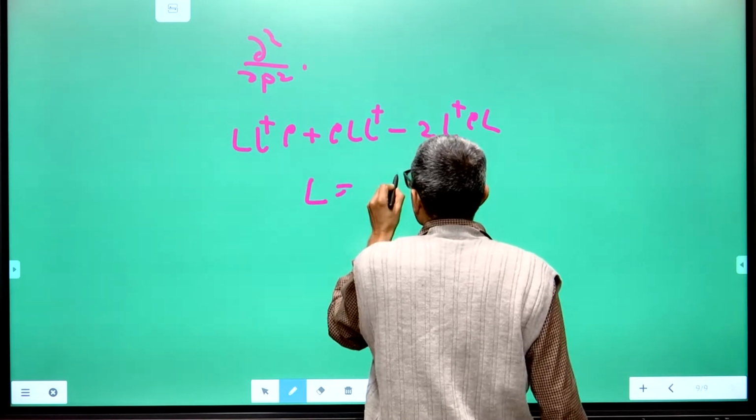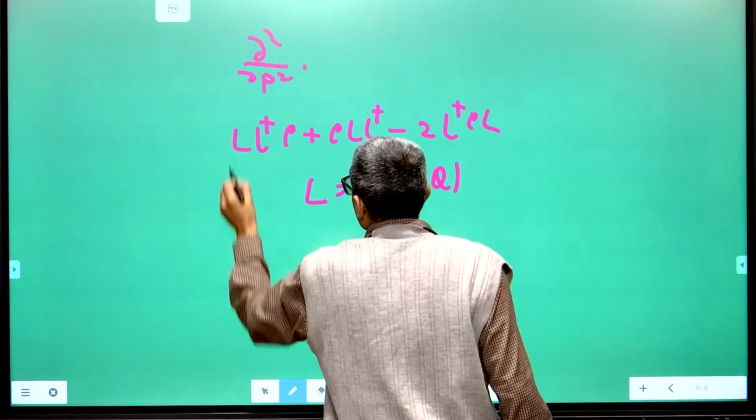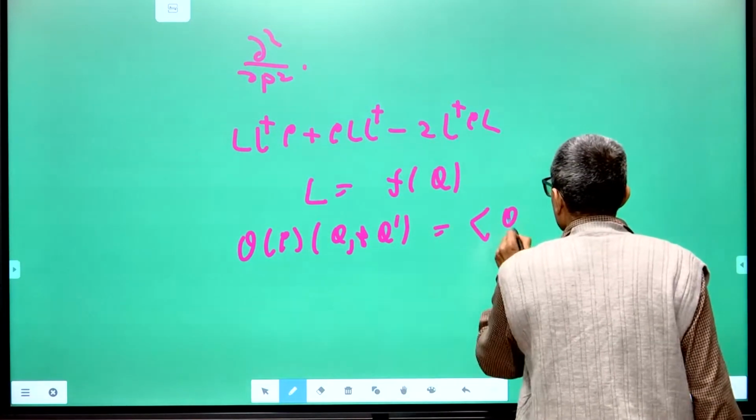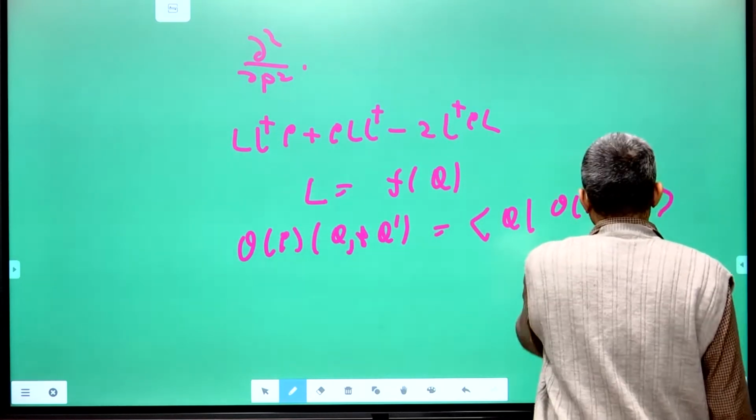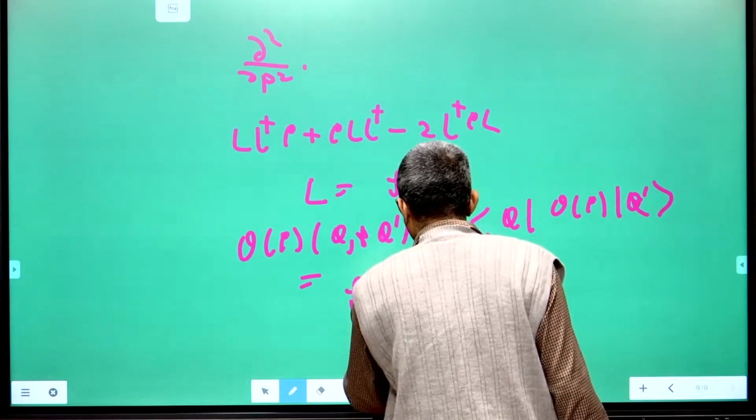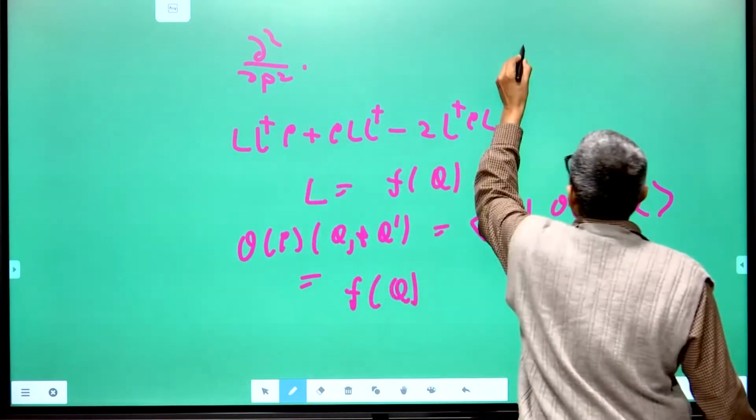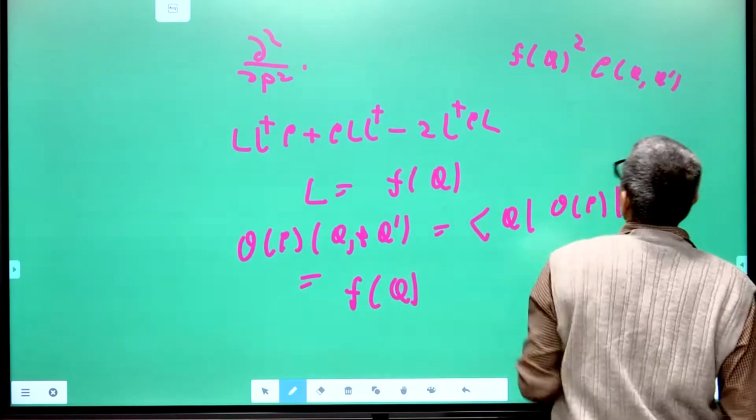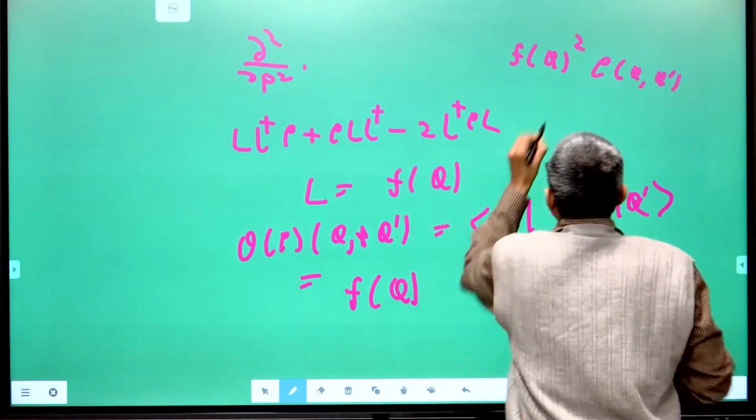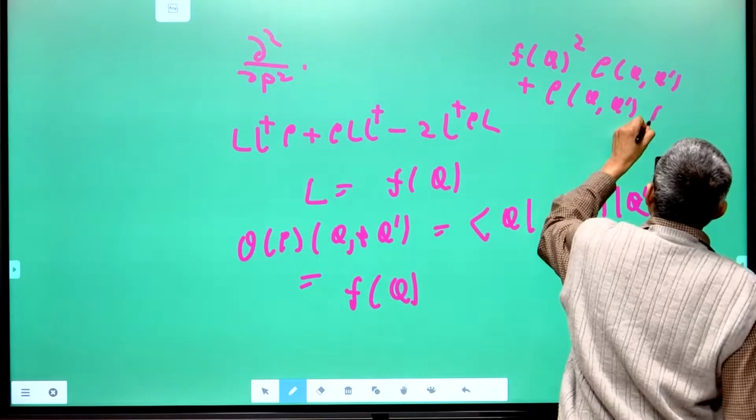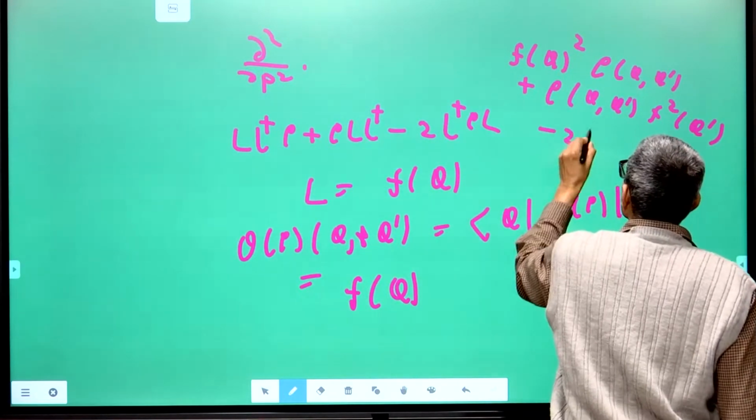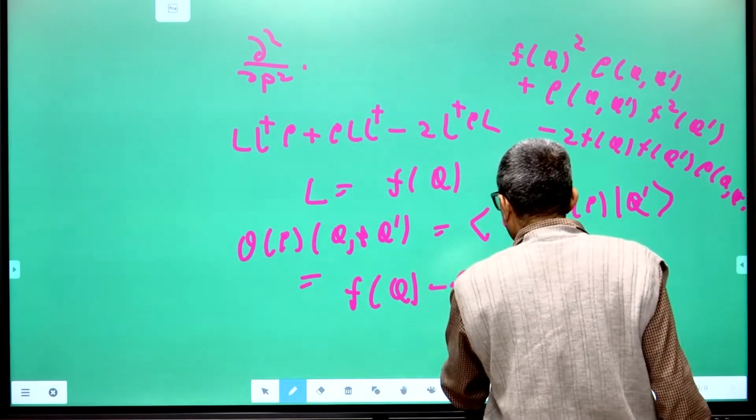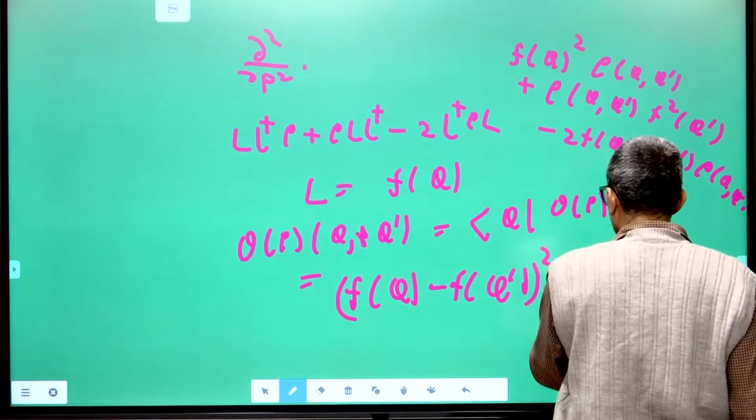So if I take simply L as multiplication by a function f(q), then this will become what? The matrix representation of Θ of ρ in the position representation, ⟨q|Θ(ρ)|q'⟩, is equal to simply... If you substitute this into the Lindblad equation, this L L† will give you f(q) square, let us say f(q) is a real function. So f(q) square into ρ(q, q'), plus ρ(q, q') multiplied by f square of q', and this minus term will give you minus 2 f(q) f(q') into ρ(q, q'). So you will get simply (f(q) minus f(q'))² times ρ(q, q').